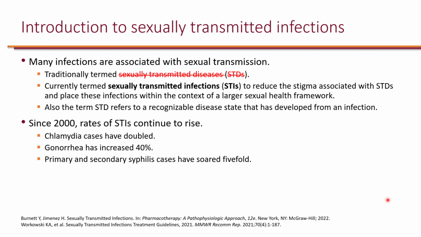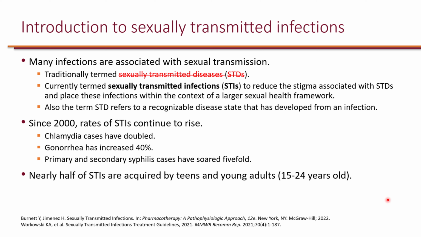Since 2000, rates of STIs have continued to rise. For example, chlamydia cases have doubled during that time, gonorrhea has increased 40%, and primary and secondary syphilis cases have soared fivefold. And nearly half of STIs are acquired by teens and young adults between the ages of 15 and 24 years old.